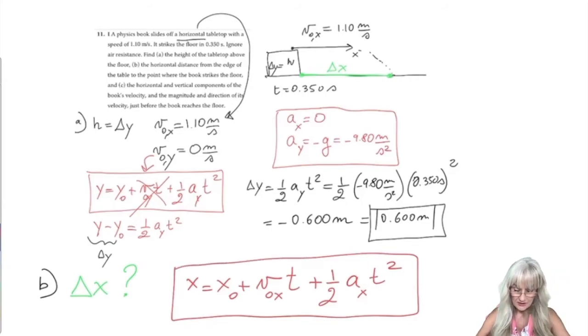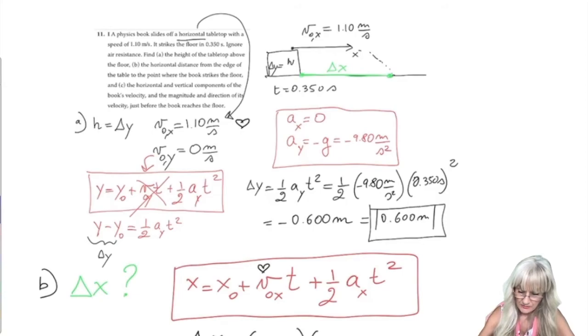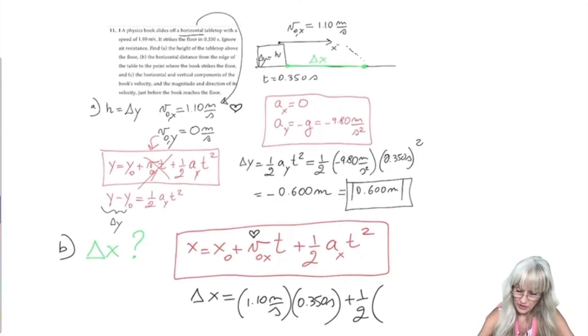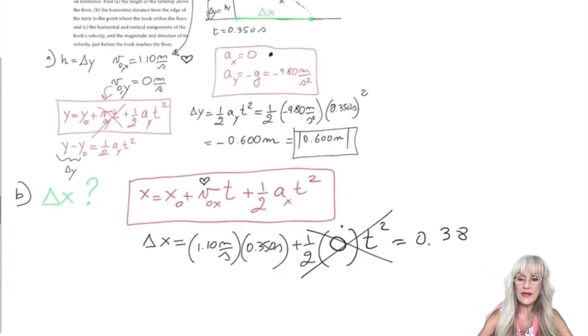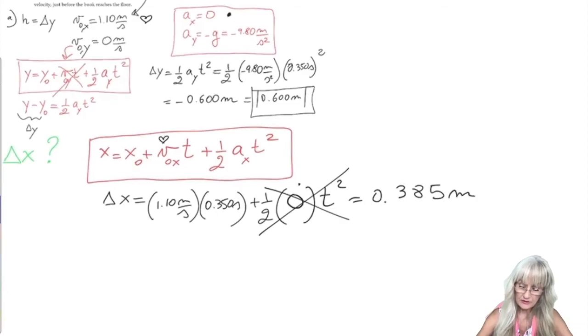Well, I know that I have everything I need. So delta x will be initial velocity on the x-axis, I'm going to put a heart symbol right there, times the time, plus 1/2. Here I have a horizontal acceleration, which I'm going to show you here where I put this dot. How much is it? 0. So it doesn't matter, we just cross it out. So the final answer, super easy to compute. The book strikes the floor at 0.385 meter. Final answer.